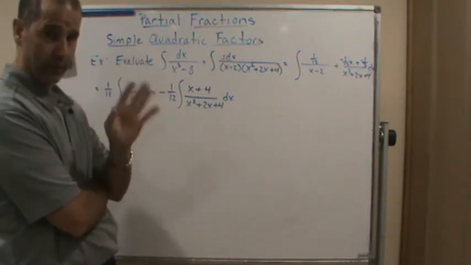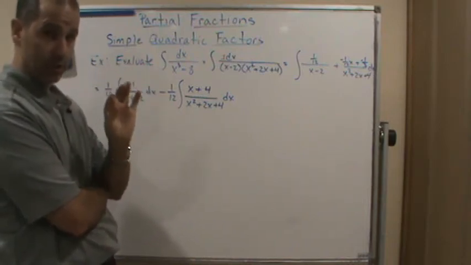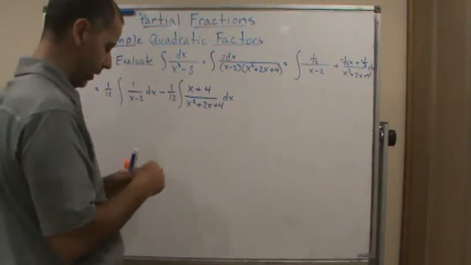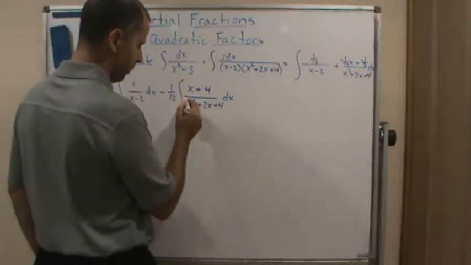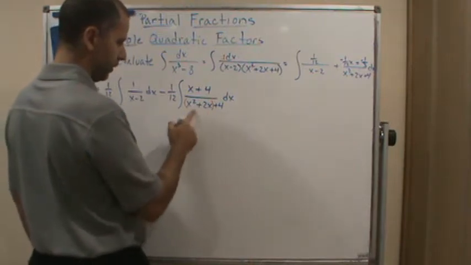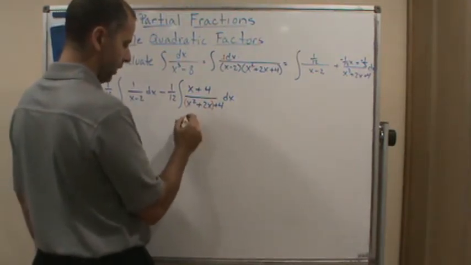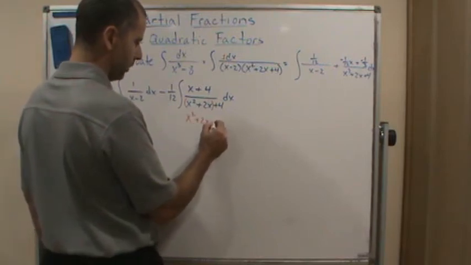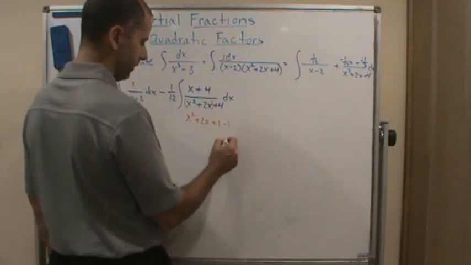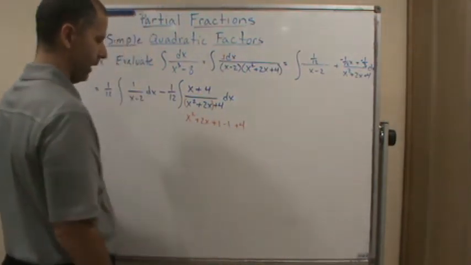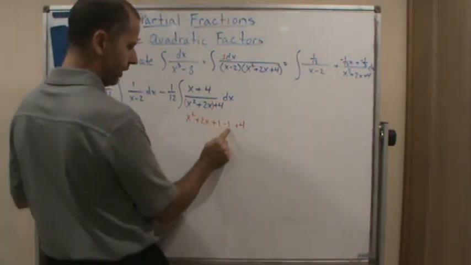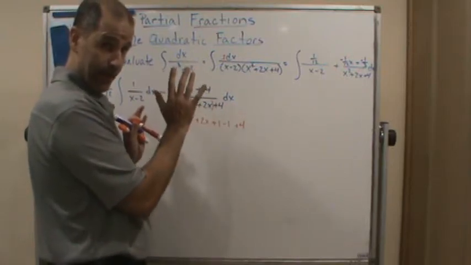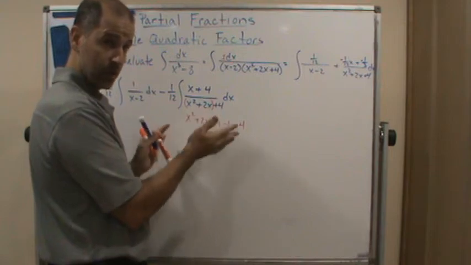One of the best techniques that we can use is completing the square. So what we're going to do is change the way this looks by completing the square. I'm going to group these together and complete the square on these two terms. So that's going to give me x squared plus 2x plus 1 minus 1 plus 4. All I did was add 1 and minus 1, so I'm adding a form of 0 here. I'm not changing the polynomial, I'm just changing the form of it.